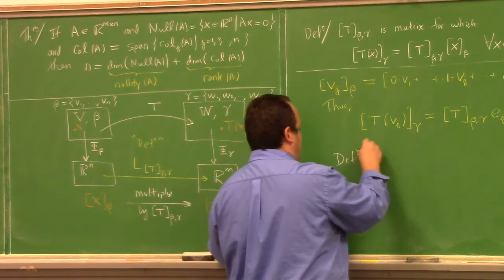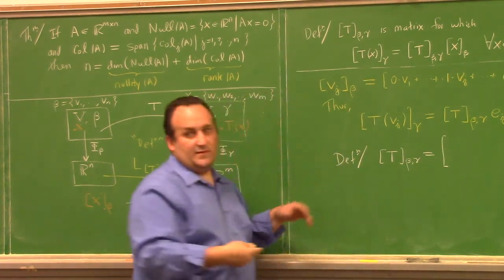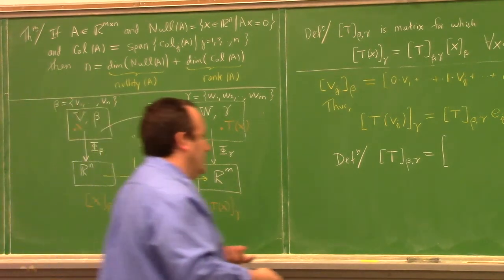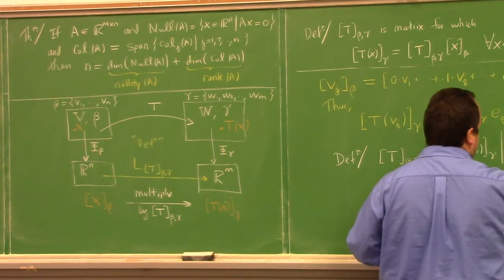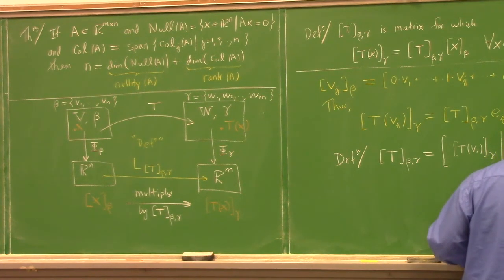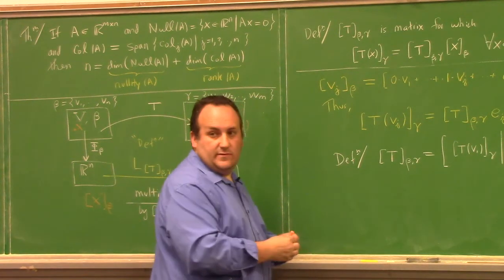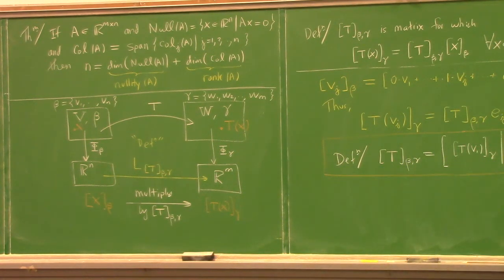So another definition you could give is that the matrix T beta gamma is a matrix made up of coordinate vectors of the images of the basis of the domain. It's like T of v1 with respect to gamma, T of v2 with respect to gamma, through T of vn with respect to gamma. The advantage of what I just wrote is it makes you feel better about a definition because it gives you an explicit definition for the matrix. But I find in practice that the implicit definition is actually more convenient for finding these matrices for specific examples.